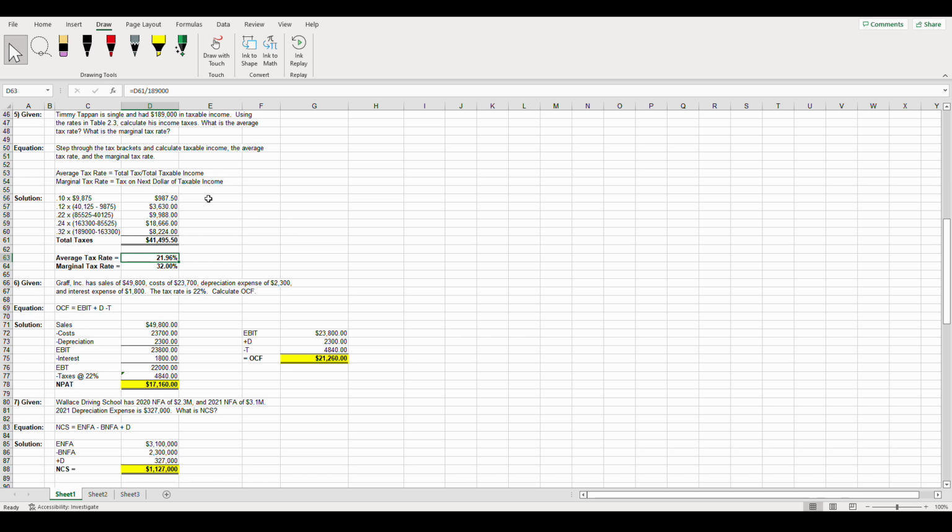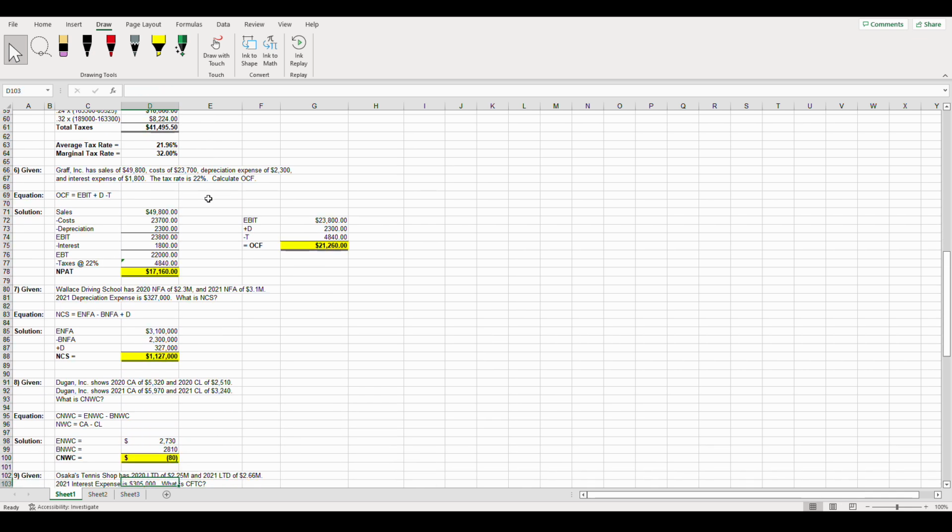And then the marginal tax rate is, what would I pay on one more dollar of income? Well, if I had made $189,001, that would still fall into the 32% bracket. And so my marginal tax rate on one more dollar of income is 32%. And those are your answers to problem number 5.